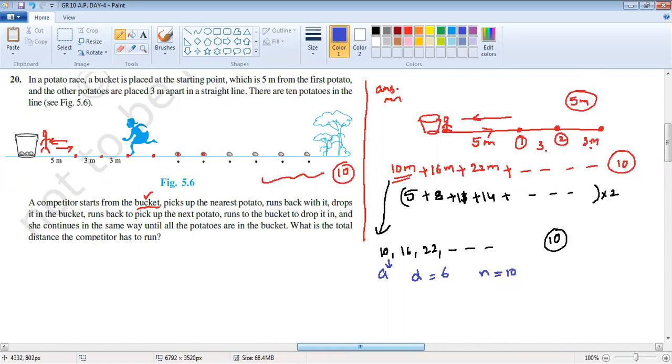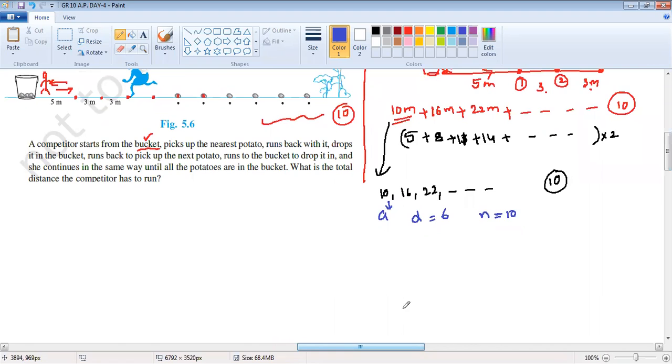When you are doing 10, 16, 22, please don't multiply again with 2. But when you are doing 5, 8, 11, you are going in one direction only, so then the final answer is multiplied with 2. Here 10 meters, 16 meters, 22 meters, you are going in both directions. Both directions, so you are already taking double distance. So don't multiply with 2. People will get confused and make this mistake there.